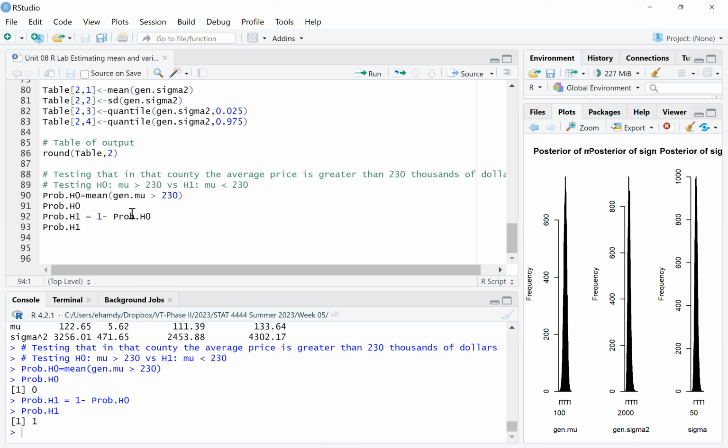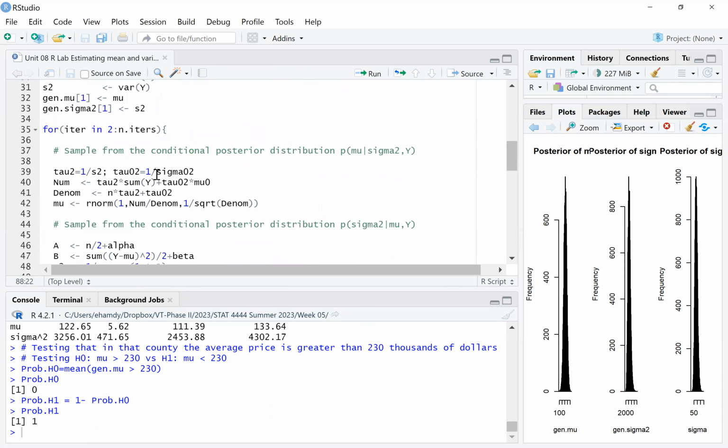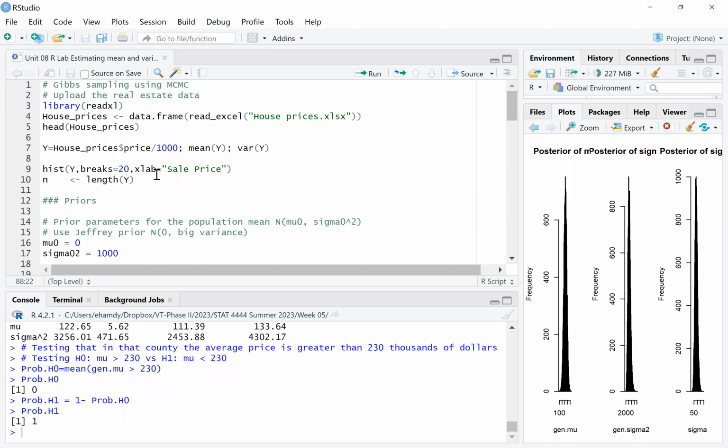So you can work with the random sample. You can do whatever you want. You can do estimation, inference, whatever. So now we learned how to generate a random sample from each posterior distribution using the conditional posterior distributions. This is the idea of the Gibbs sampler.